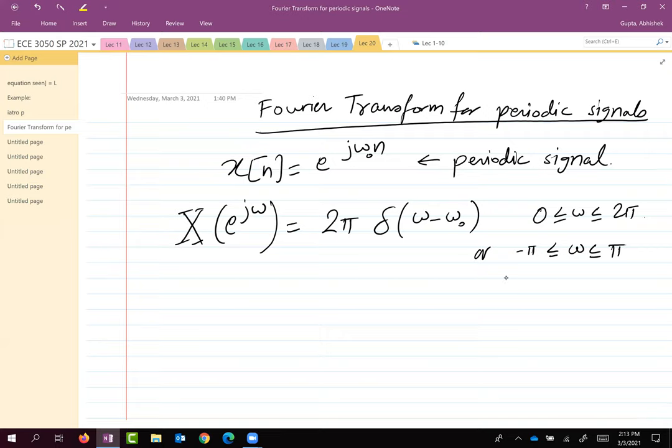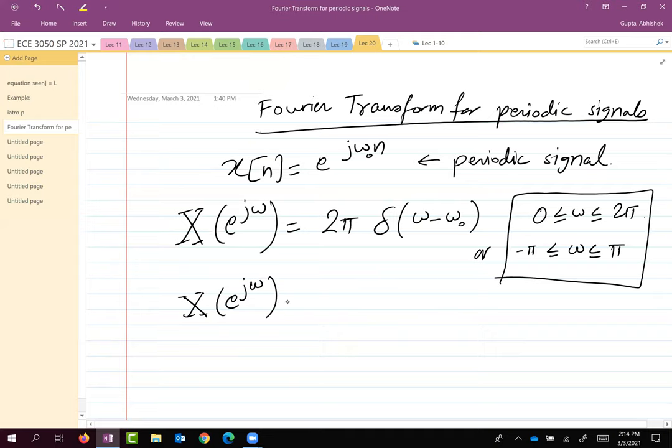So yeah, there is a reason why I'm restricting the range of omega, and that's because X(e raised to j omega) repeats itself after every 2 pi interval, right? Because X(e raised to j omega) equals X(e raised to j (omega plus 2 pi)). So because of this equality, you just have to specify X(e raised to j omega) within an interval of 2 pi, and after that it's just going to repeat itself. So there's no point specifying it outside of the interval 2 pi. Usually we would like to specify it in the interval minus pi to pi, so that way we know what's low frequency and what's high frequency.